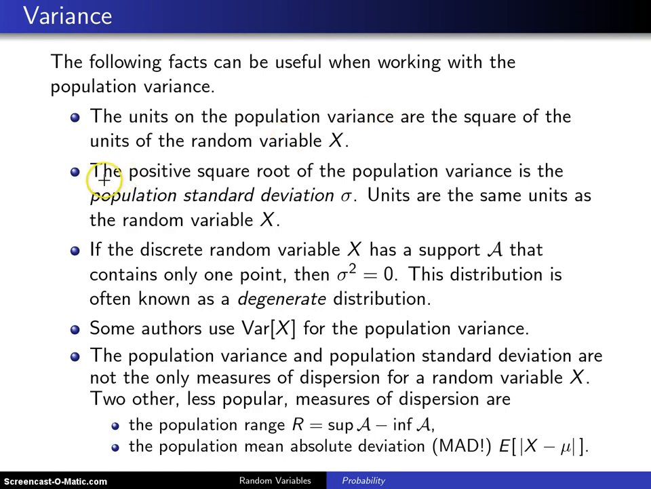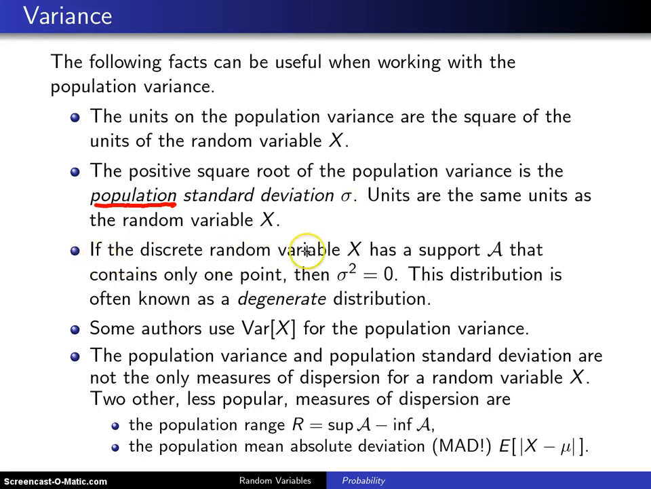And this leads us to another measure of dispersion, which is the positive square root of the population variance, known as the population standard deviation, sigma. Again, the word population keeps appearing. That's because there is something known as the sample standard deviation, S, from statistics, and they are different creatures, although they are related. The units on the population standard deviation are the same as the units on the random variable x. So again, if x is measured in meters, then the population standard deviation is also in meters.